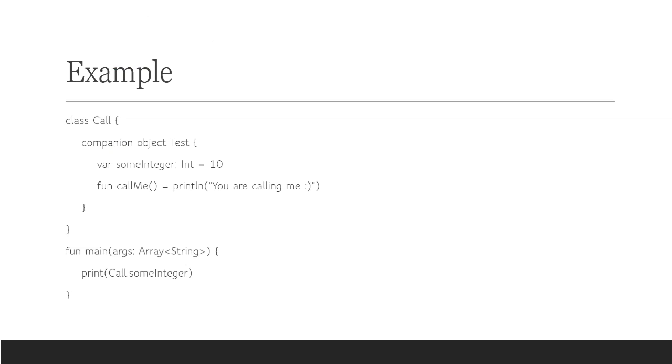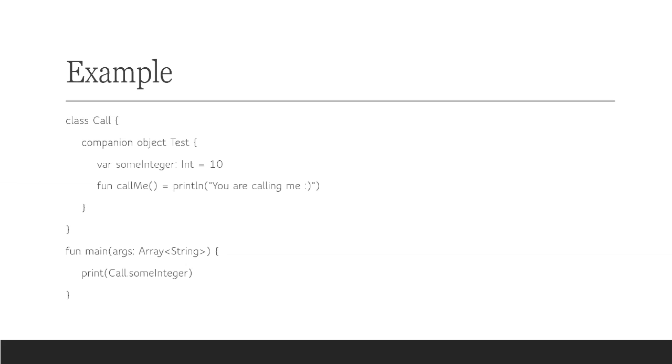Just like here, in a simple example, we have a class and a companion object, and inside that there is some value, and we have a function. That means whenever you call that, you can simply say the companion, that's your class dot whatever the value is.